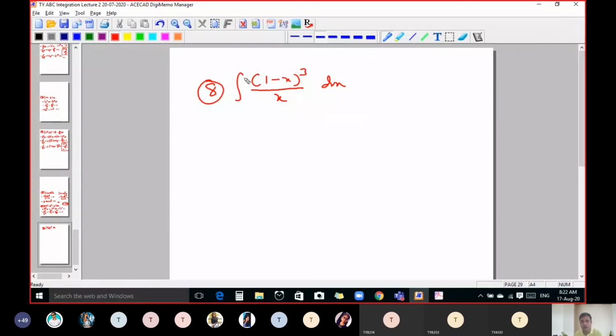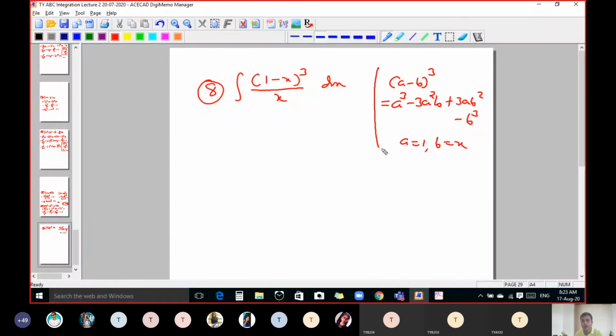So what we have to do, first of all, we have to simplify this (1 minus x) the whole cube. We have to simplify that by using this formula (a minus b) the whole cube. The formula for (a minus b) the whole cube is a cube minus 3a square b plus 3a b square minus b cube. Now put a equal to 1 and b equal to x.